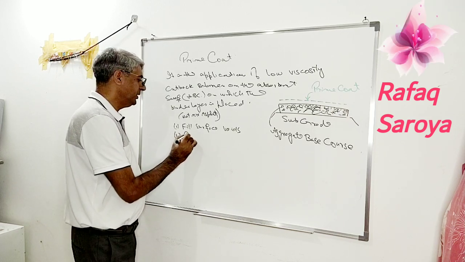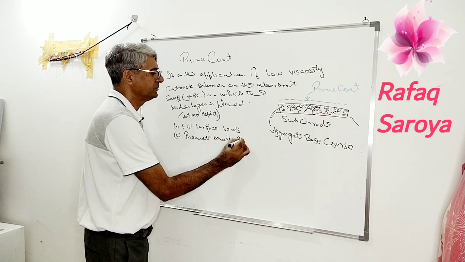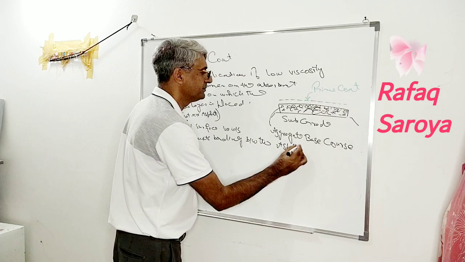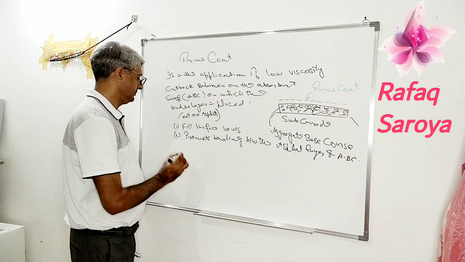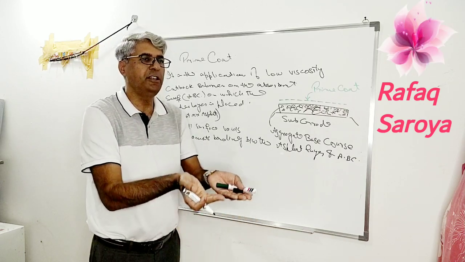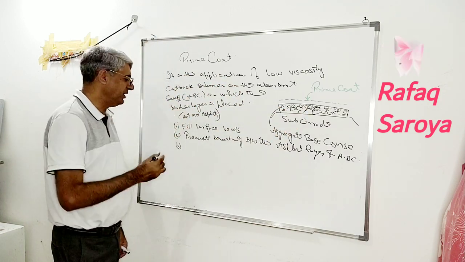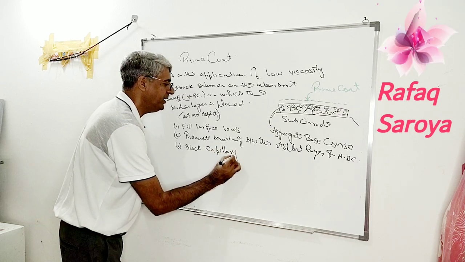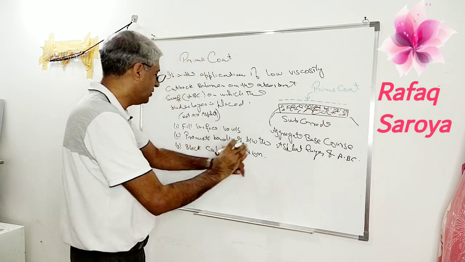Second, it promotes bonding between the asphalt layer and aggregate base course, ABC. Third, when we have applied this, due to capillary action, water would rise and reach up to my asphaltic layer. So it is going to block the capillary action. Capillary action blocking means no water is able to rise up to the asphaltic surface. That's why this is known as blocking the capillary action.